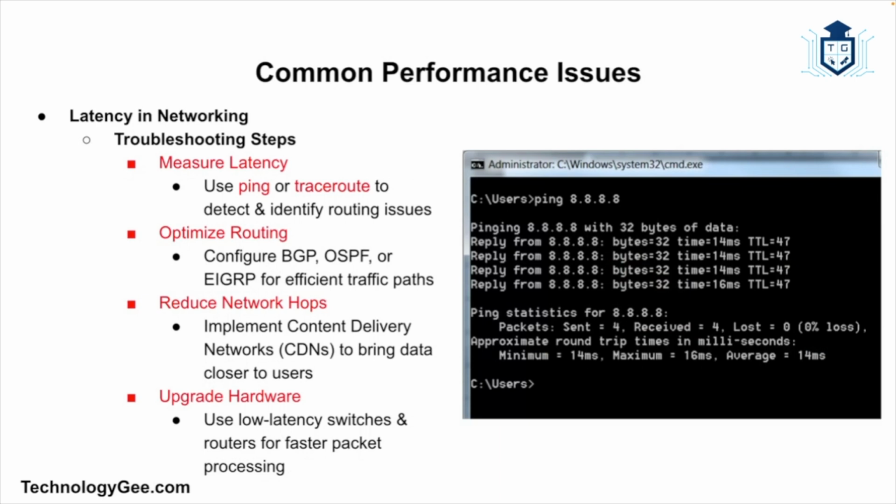And to fix this, you can use ping or traceroute to measure delay and identify routing inefficiencies. You can optimize routing paths by configuring BGP, OSPF, or EIGRP. You can reduce the number of network hops by implementing content delivery networks. And you can upgrade to low latency switches and routers.